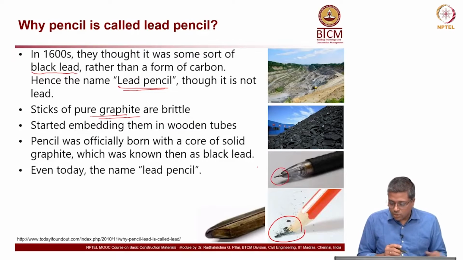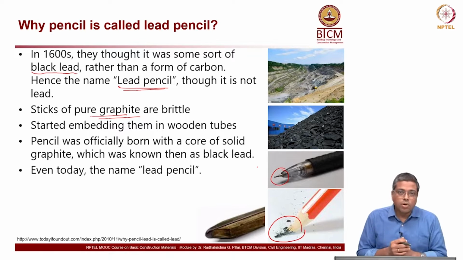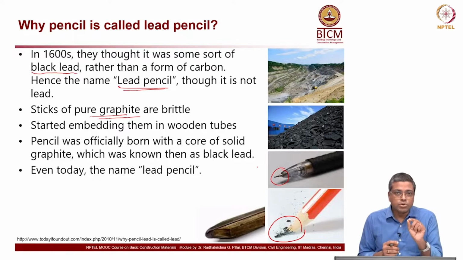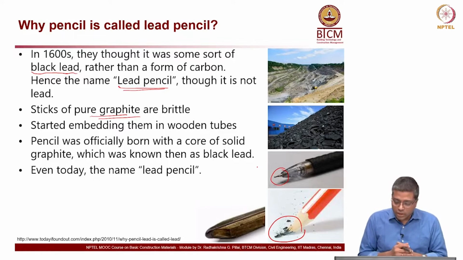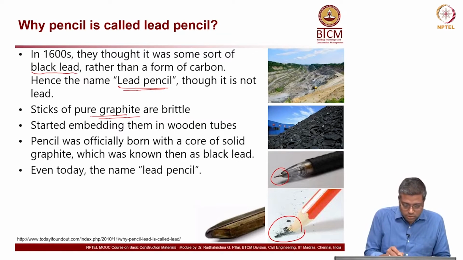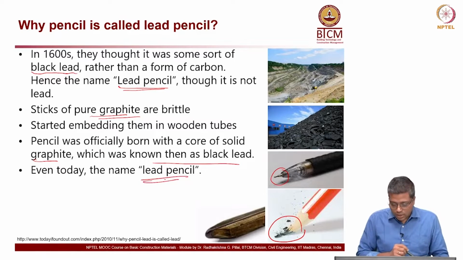And then here you have another example, a modern type of pencil, where you have a steel or a metallic tube and a very thin stick is kept. And it is very important to have that tube all the way to the tip, so that you do not really break it, so the lateral force coming onto that is very less. Now, this was officially with the core of solid graphite, which was known then as black lead. Even today people call it lead pencil.